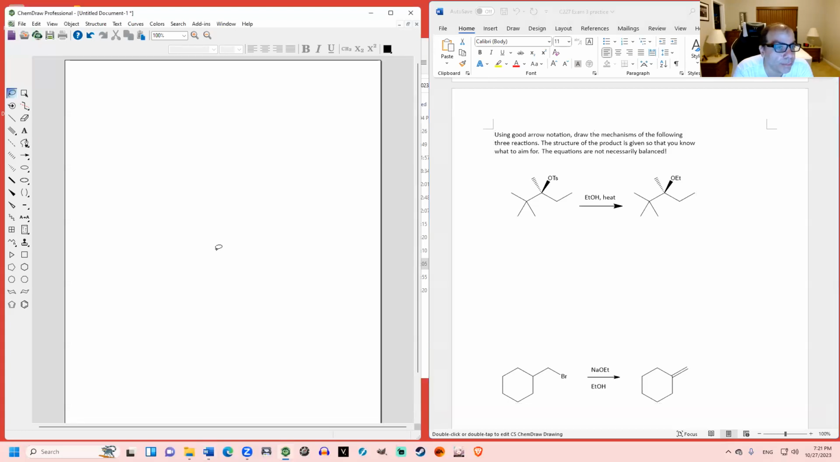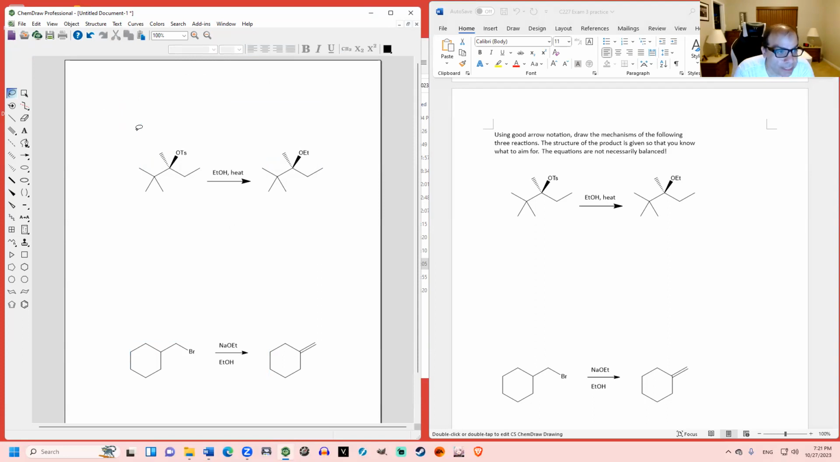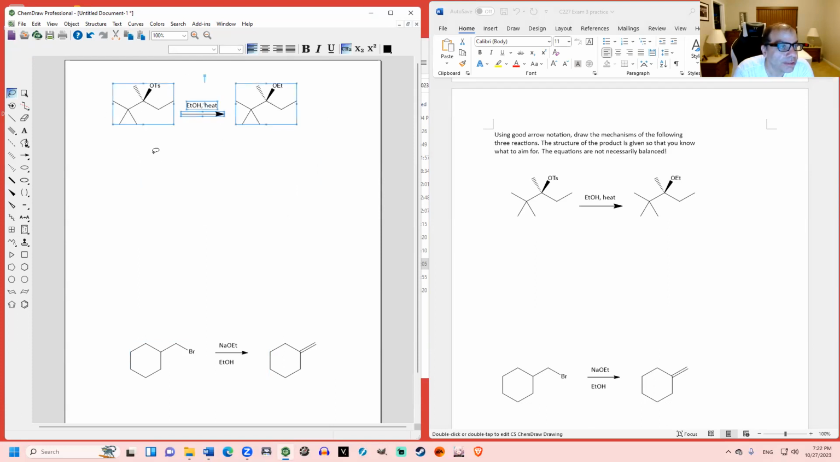Now we come to mechanisms. And there are going to be mechanism questions on pretty much every exam from now on, all the way through Organic 2. Well, actually, there might not be, since they've changed the order of chapters in that one also. I don't know if there'll be any mechanisms on the fourth exam.